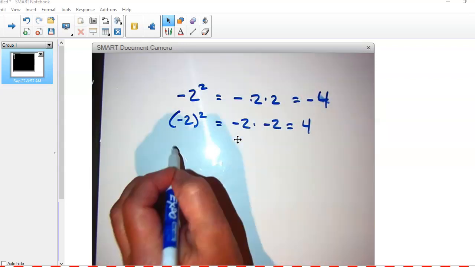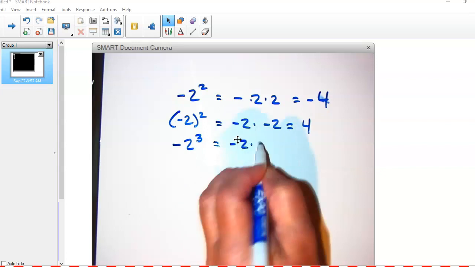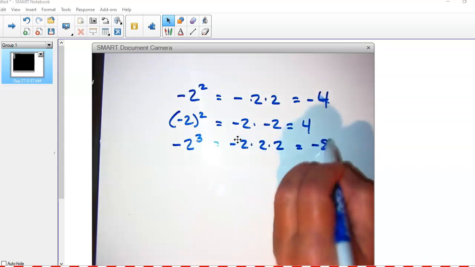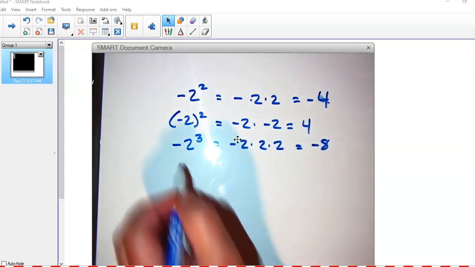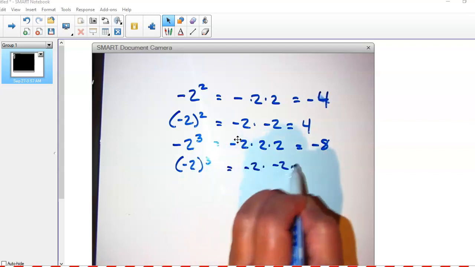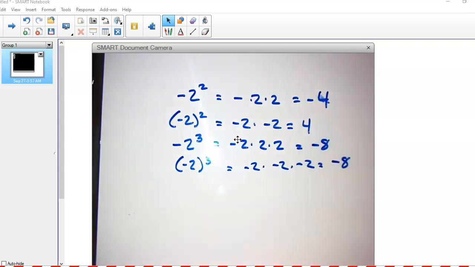So let's take a look at negative 2 to the third power. That would mean negative 2 times 2 times 2. 2 times 2 is 4, times 2 is 8, and I have one negative sign. But when I put this in parentheses, I'm going to say negative 2 times negative 2 times negative 2. A negative times a negative is a positive, times a negative is a negative. Okay? So take a look at when it has an even exponent and an odd exponent.